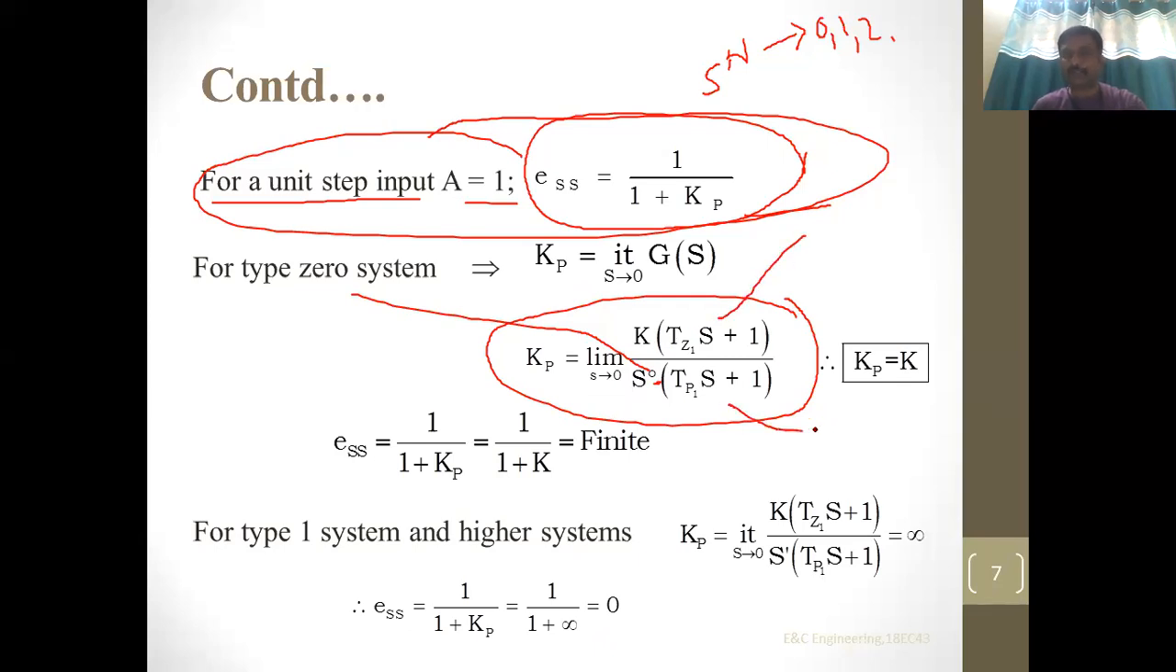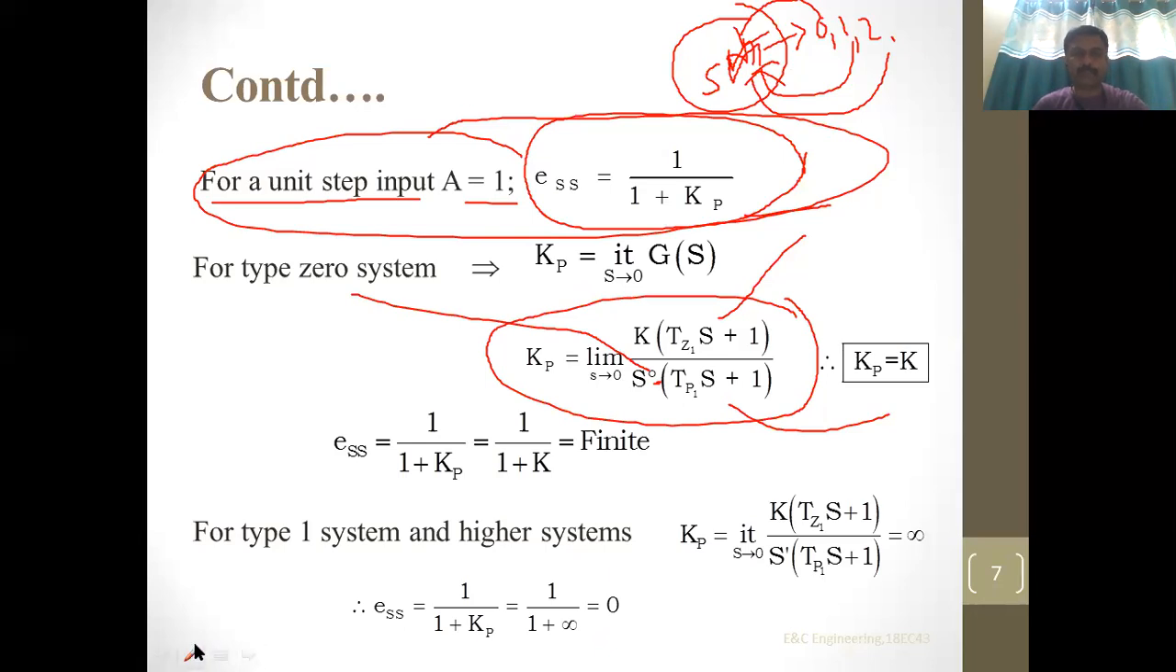K divided by, these are all zeros and these are all poles. P1 poles, Z zeros. And with respect to poles, we have this s term, which is of the form s power n. You can have s to the power of small n or capital N, where n can be 0, 1, 2 and so on. When n value is 0, it is type 0. When n value is 1, it is a type 1 system. When n value is 2, it is a type 2 system. This is how we identify the type of the system. The type of the system is decided by the power of the s term available in the denominator part of the transfer function. This you should not forget.